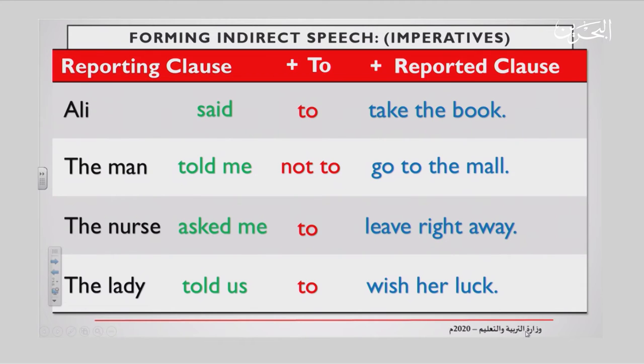Now, what is changed between the imperatives and the statements? In the imperative reported speech sentences, you do not backshift the verbs because they come in the imperative. And because in the indirect speech we have to use the preposition "to", what comes after "to" is an infinitive. You do not change the verb, so they stay the same. If you notice that "wish her luck", in the previous sentence, it was "wish me luck". So you have to change some of the pronouns, like "her". Instead of "wish me", you say "wish her luck", because you are reporting to the lady.